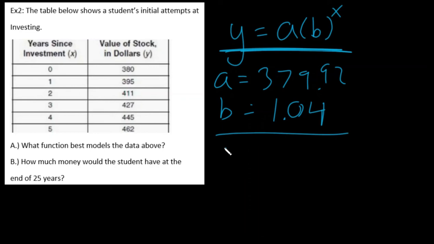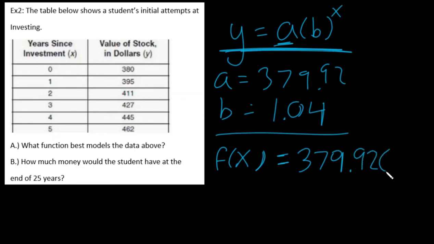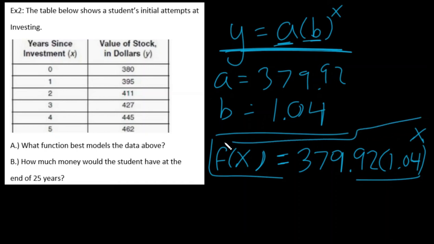Well, we could write y, or I could even switch it up. I could write f of x, which I think is how I give these to you in the problem. f of x is equal to, and see how a comes first, so I write 379.92, and then our b value inside this parentheses, 1.04, and then we're going to raise that up to the power of x. And this has answered letter A. What is the function that models this? There is our answer to A, but what about B?